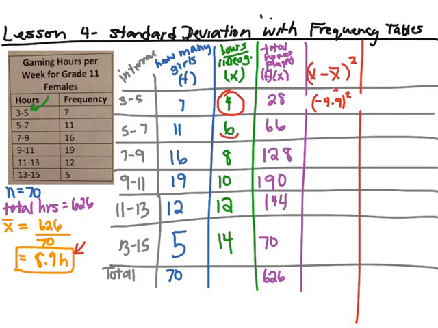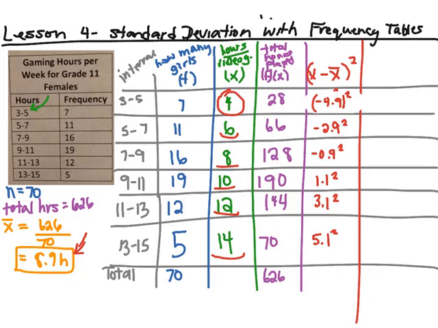You do that for all of them. 6 minus the average gives negative 2.9 squared. 8 minus 8.9 is negative 0.9 squared. 10 minus 8.9 is 1.1 squared. 12 minus 8.9 is 3.1 squared. And 14 minus 8.9 is 5.1 squared. That represents how much they deviate from the average.